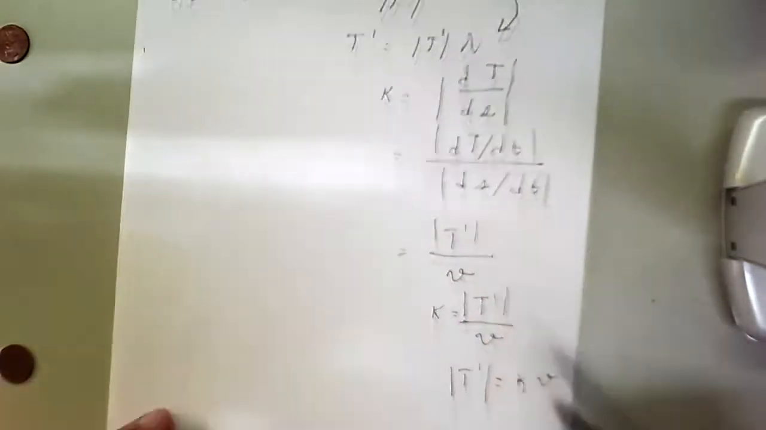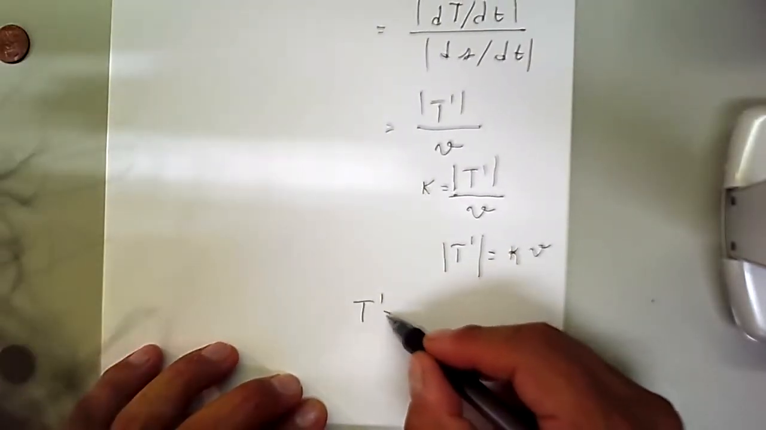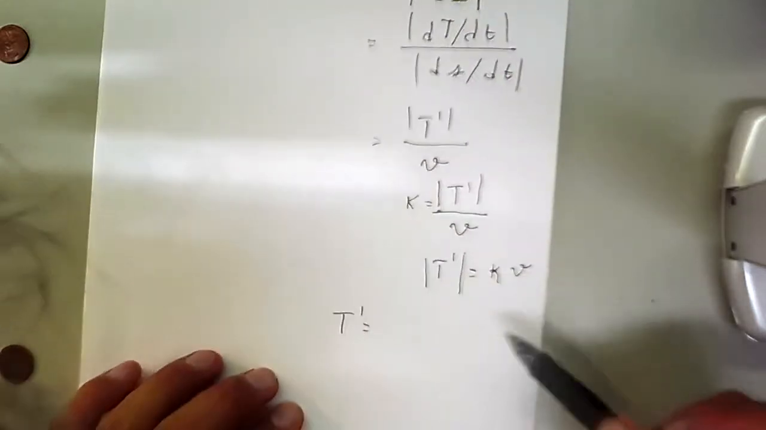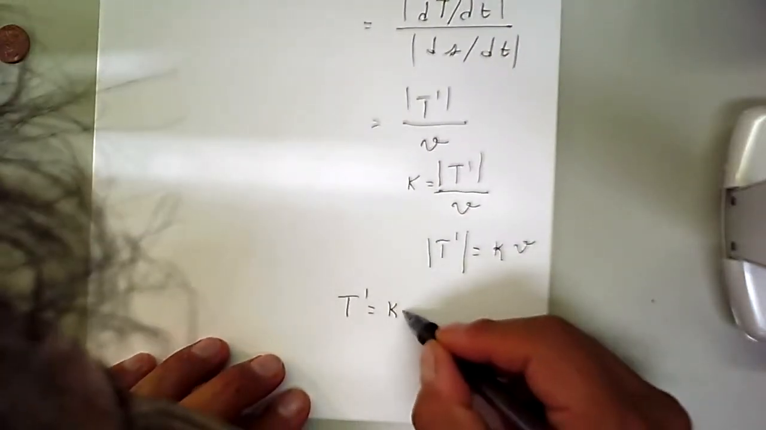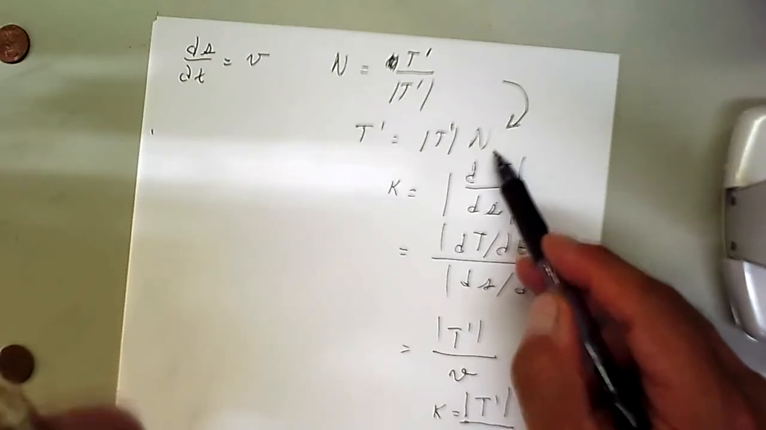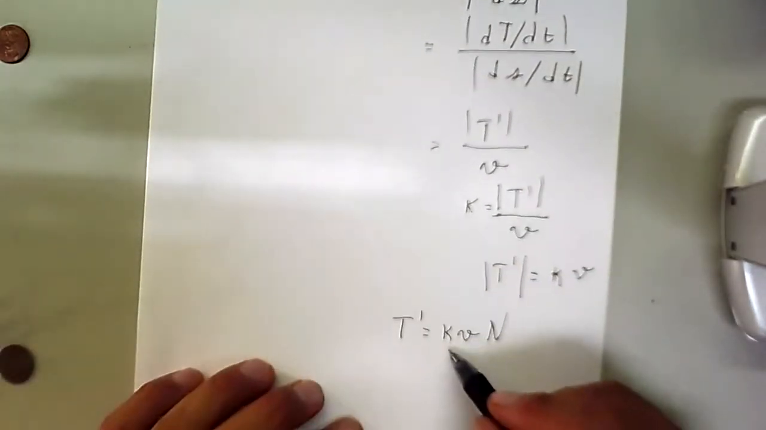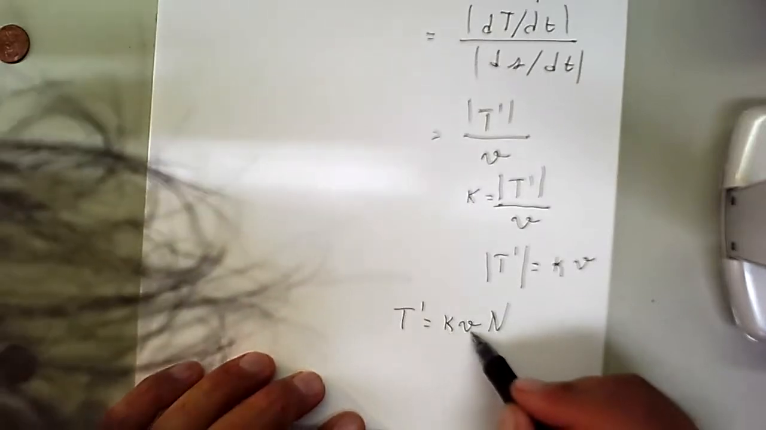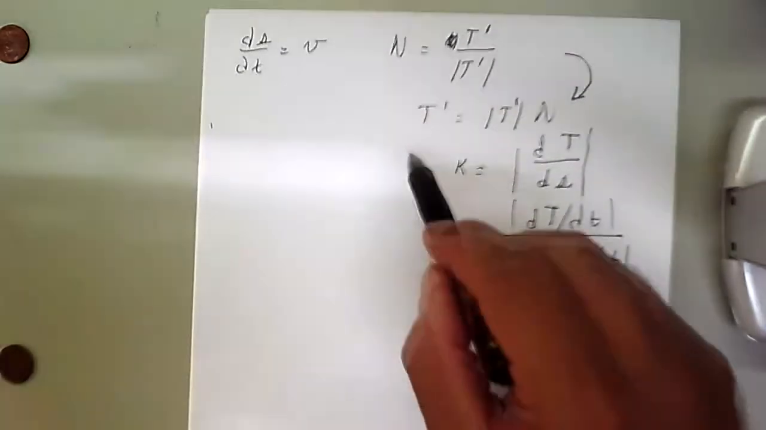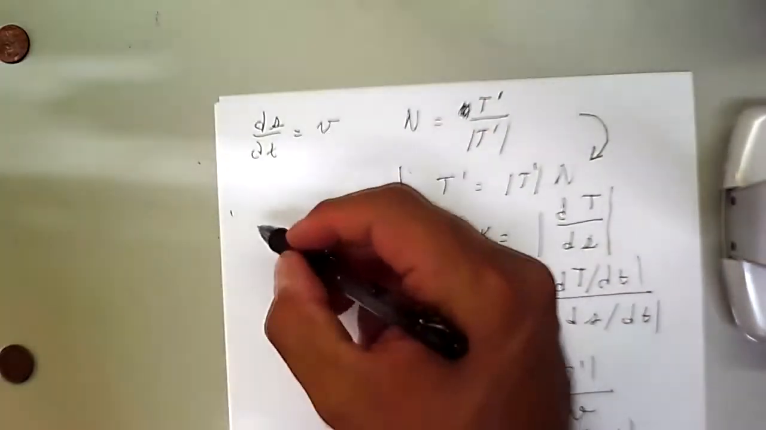That means that T prime, or this gets kind of convoluted, is equal to the magnitude of T prime, which we just found out to be kappa v, times the normal vector. So remember, this is not k, this is the kappa, the curvature, times the velocity, times the normal vector, and that's T prime. The reason why we need that is because, let me draw a line here.